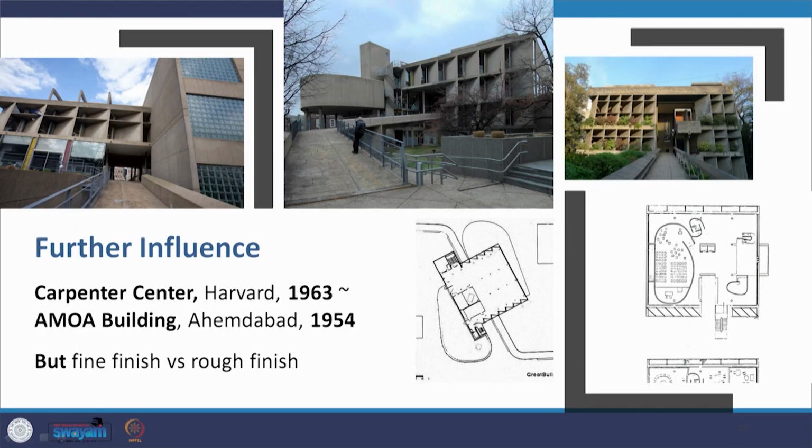So the Mill Owners Association building impacted the design of the Carpenter Center. This also had these deep louvers at an angle. It also had the exposed concrete finish. The only difference was it was a fine finish versus the rough finish of the Mill Owners Association building.